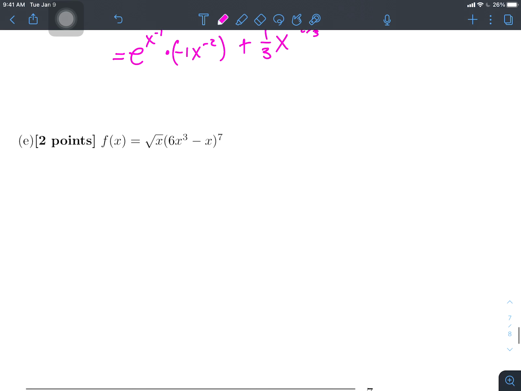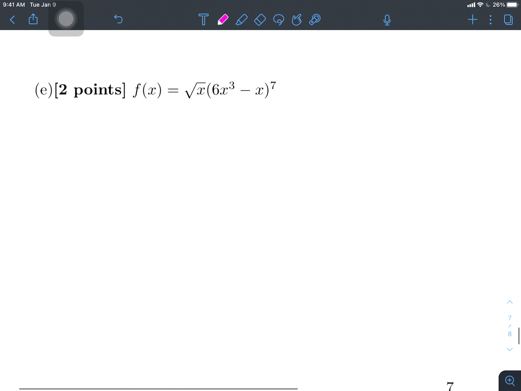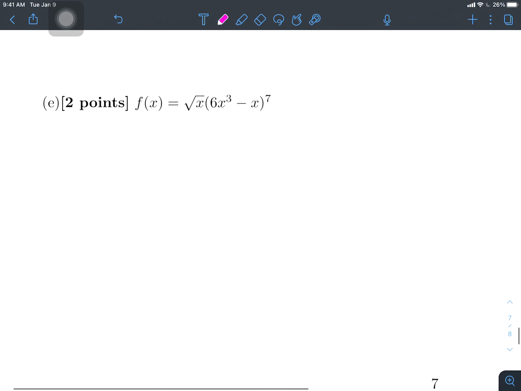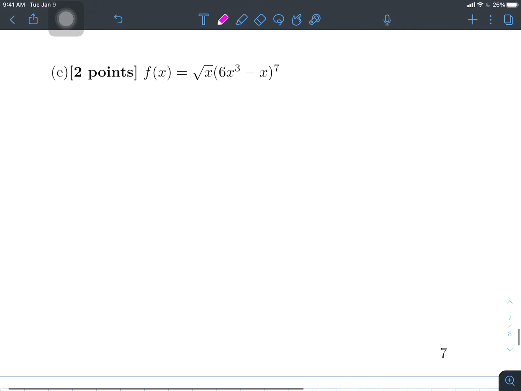Okay, and the very last problem, we have square root x times 6x cubed minus x to the 7th power. This is a combination problem. We're going to need to use the product rule and the chain rule. Okay, so the way I like to think about these is I think, okay, what do I wish this problem looked like instead? How do I wish this problem was different? And I think to myself immediately that this would be a lot easier if this square root x wasn't here. Then this one would just be a really simple chain rule problem. So I would know how to do that derivative if it was just on its own.